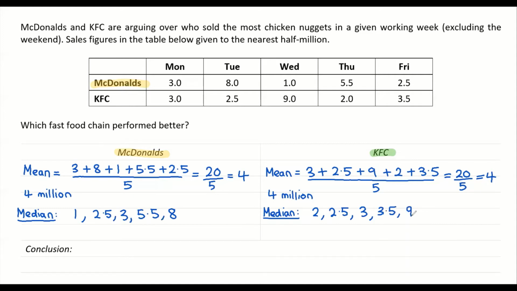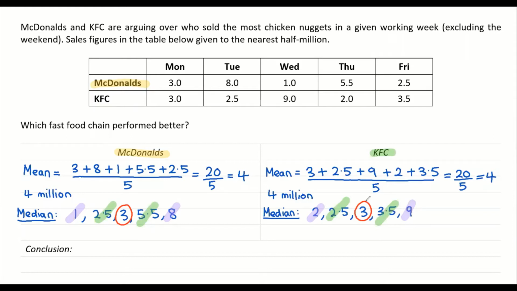If we cross off from each side in pairs, as you know how to do, so those can go. The first pair goes on each of those. Then we'll cross off the next pair. So I'll use a different color for that. So this pair goes in each of these. The number we're left with on its own in the middle is the median, isn't it? So let's have a look what the median is. It's 3 for McDonald's, or 3 million, remember, because it's rounded to the nearest 500,000, and 3 million for KFC.